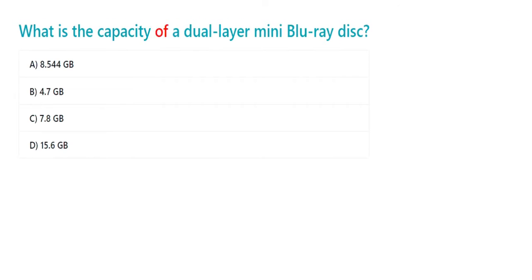What is the capacity of a dual-layer mini Blu-ray disc? A. 8.544 GB. B. 4.7 GB. C. 7.8 GB. D. 15.6 GB.